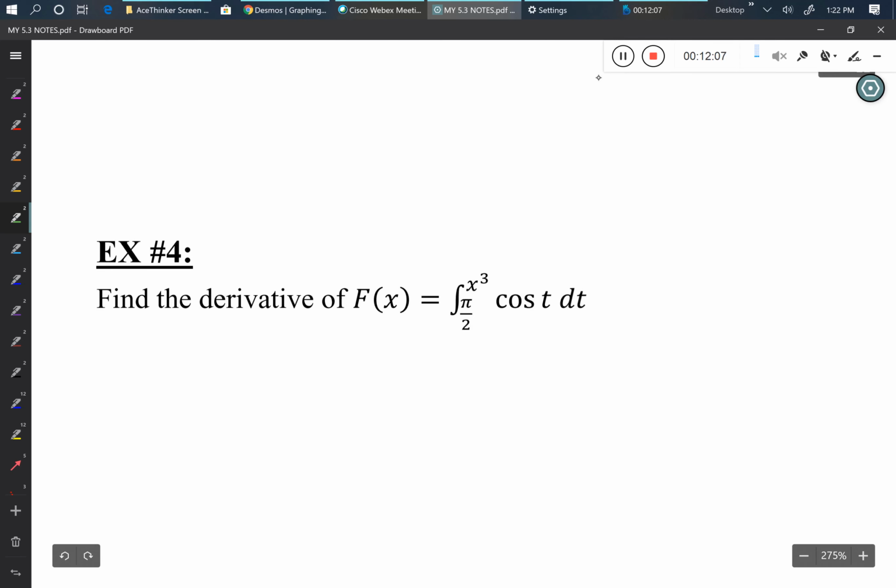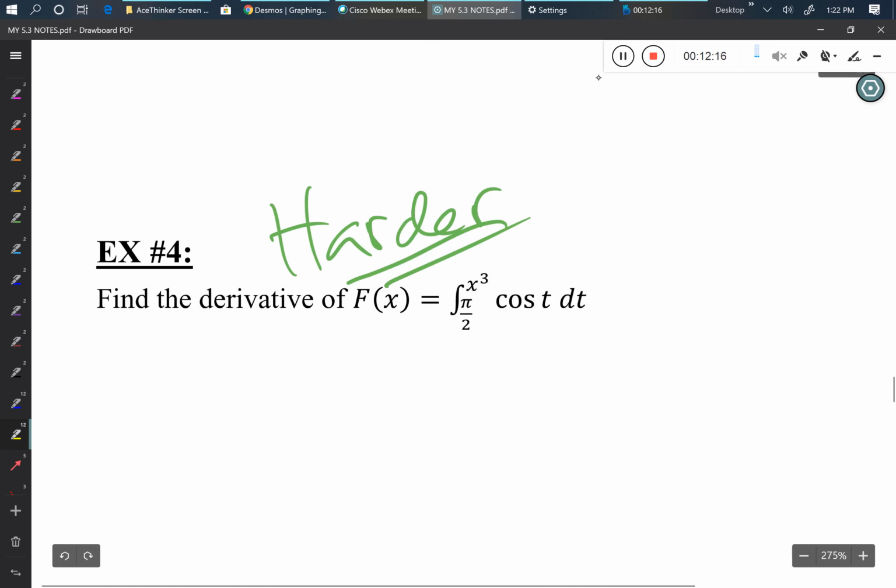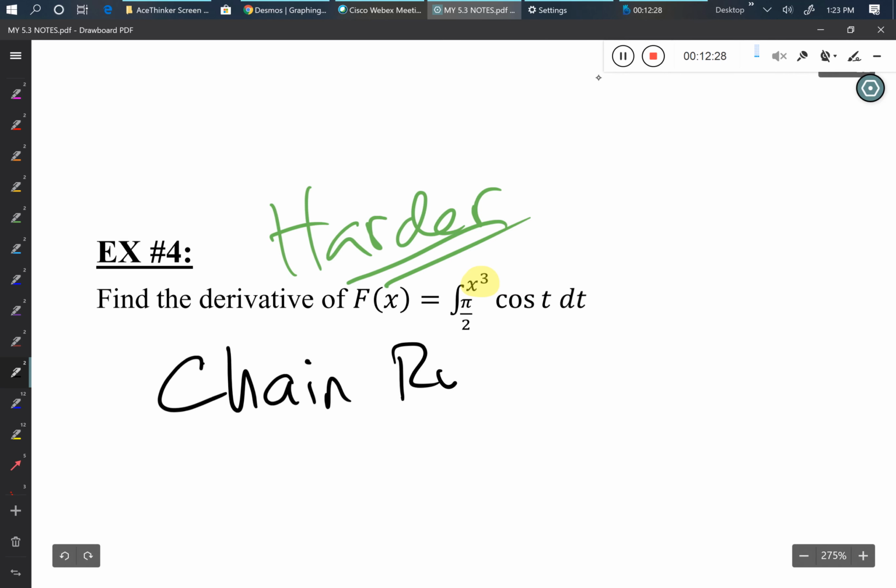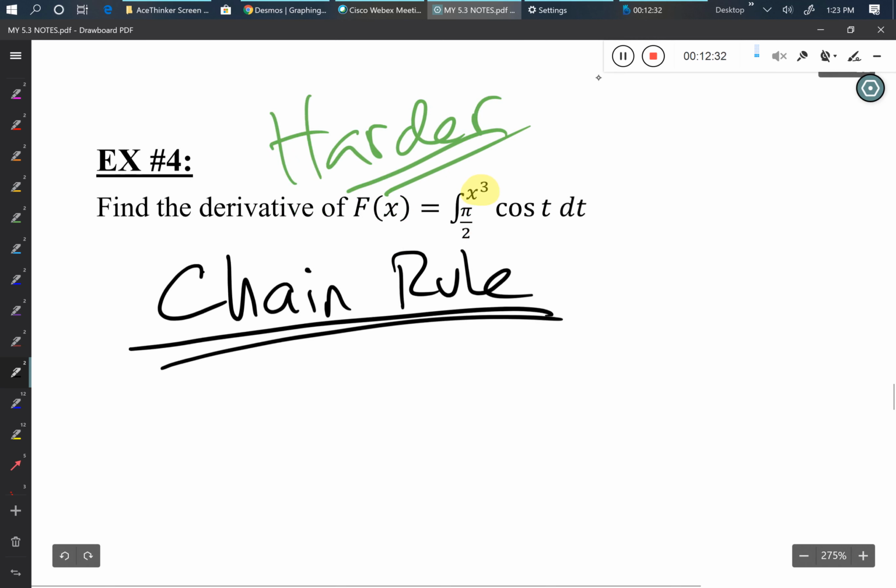Okay, new one. Harder. What changed? Well, the upper limit is no longer just plain old x. And since the upper limit is no longer plain old x, we get to use the chain rule.